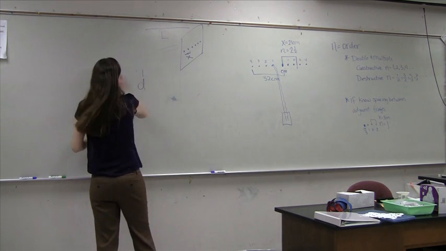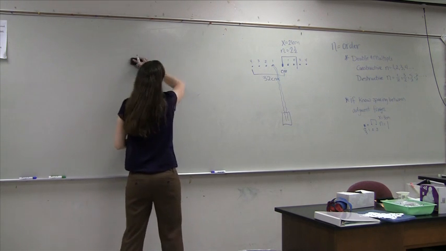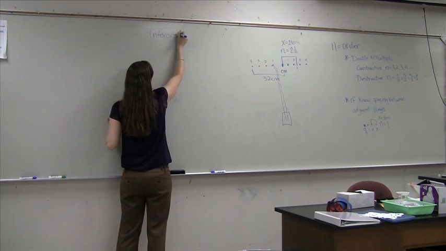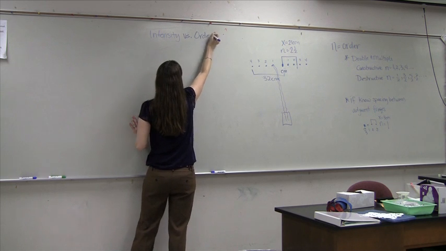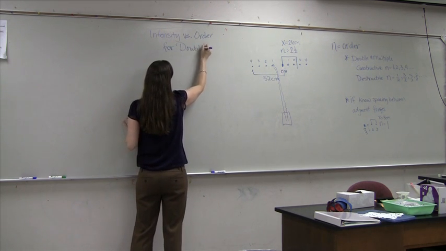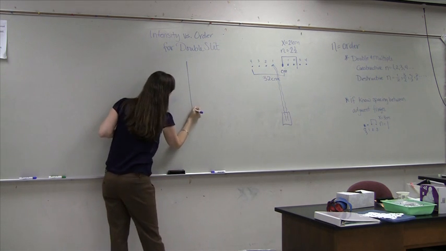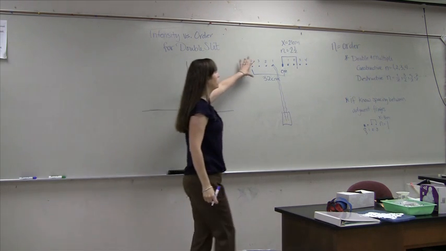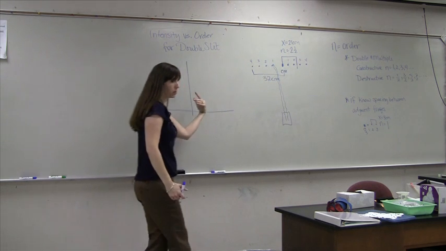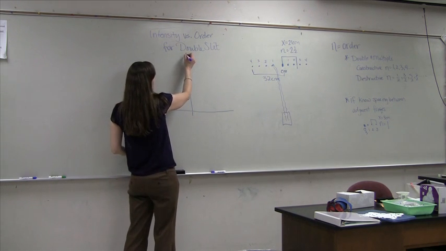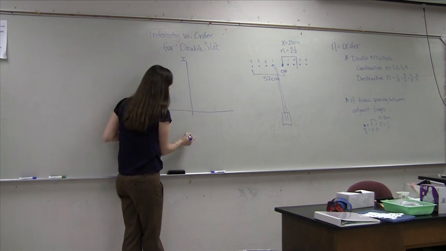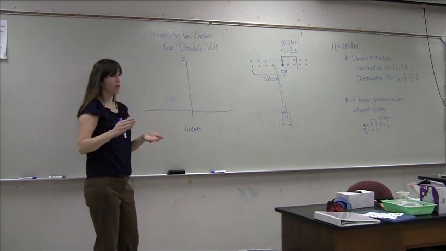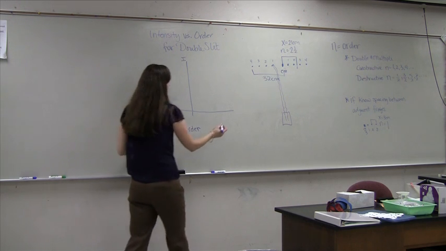So what this looks like, if we were to graph intensity versus order for a double slit, we have to have equal sides on the y-axis, because the pattern that we create is symmetrical. So what we create on the right is also going to be what we create on the left. This is intensity here on the y-axis. This is the order on the x-axis. So our orders are just going to count off 0, 1, 2, 3, 4, on and on. We're not going to do that many.